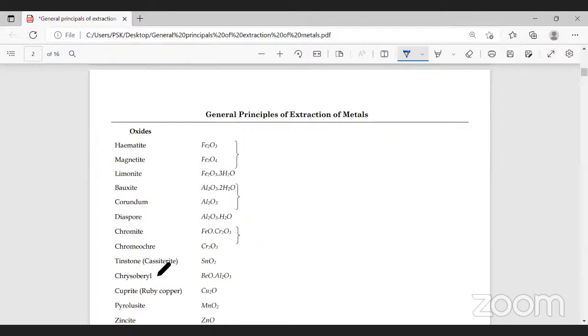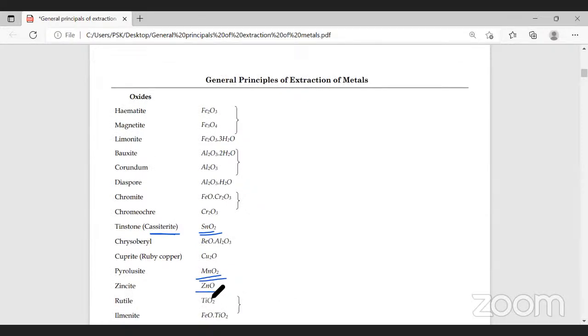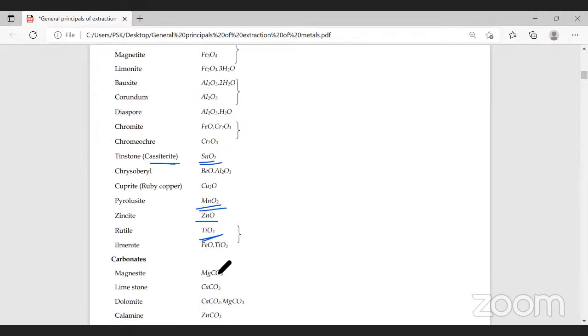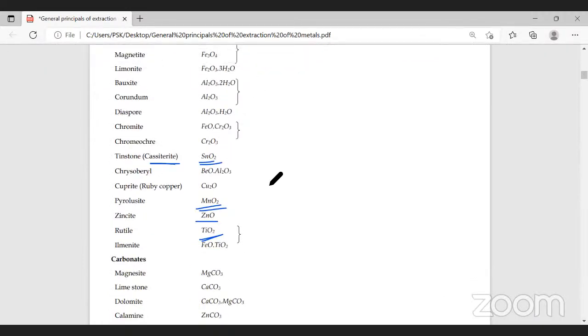Tin stone is called cassiterite, with the chemical formula SnO2, tin dioxide. Cuprite, or ruby copper, is Cu2O. Pyrolusite is MnO2. Zincite is ZnO. Rutile is TiO2, titanium dioxide. So all these are examples of metals which exist in the form of oxides.